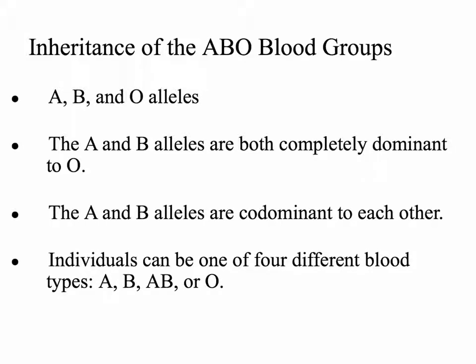One well-known case of multiple allelism is in blood types in humans. In this case, we see that there are three possible alleles, A, B, and O. The A and the B alleles are both completely dominant to the recessive O. A and B are codominant with each other. Individuals can be one of four different blood types, type A, type B, type AB, or type O. These blood types are the phenotypes.